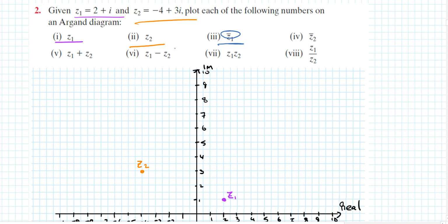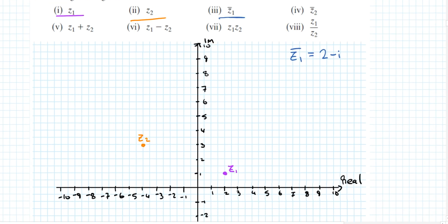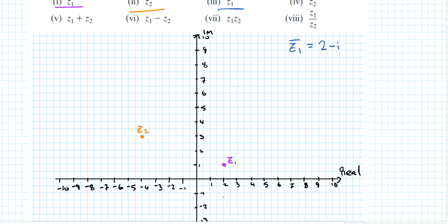Now, what does the line above this mean again? It's z1 bar. So what's z1 bar? z1 bar is equal to 2 plus i? No, it's not. That's what z1 is. What does the bar mean? It means that we change the sign of the imaginary part. So we're really going to plot 2 minus i. So this is 2 minus i, that's z1 bar. What you can see is that it has just flipped through the y-axis.